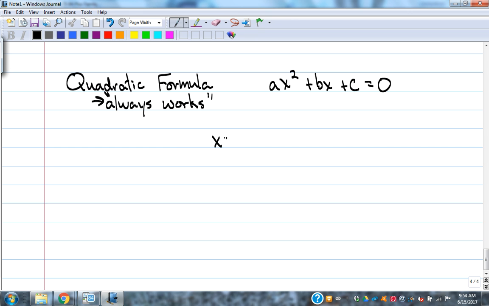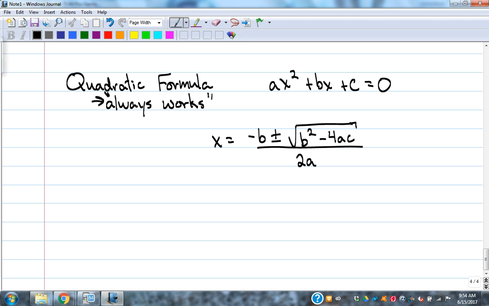It's x equals negative b plus or minus, then we get a big square root symbol. So it involves a square root. Inside of the square root symbol is b squared minus 4 times a times c. And then all of that's on the top of a fraction, and it's 2a in the bottom. 2 times a in the bottom.